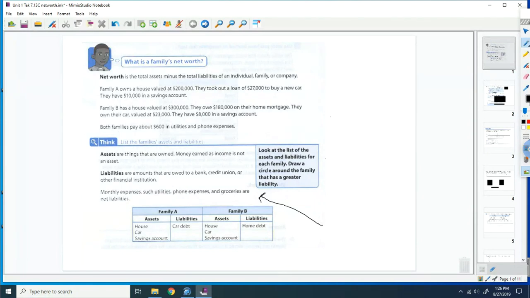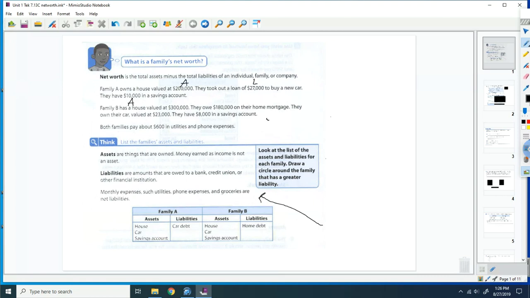So let's say family A owns a house valued at $200,000. $200,000 is an asset because you own it and it has value. But they took out a loan of $27,000 to buy a new car. The loan is considered a liability because it's something you have to pay back. They have $10,000 in savings, which is also an asset because it's money you have.